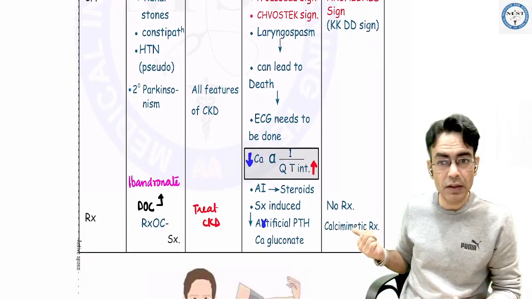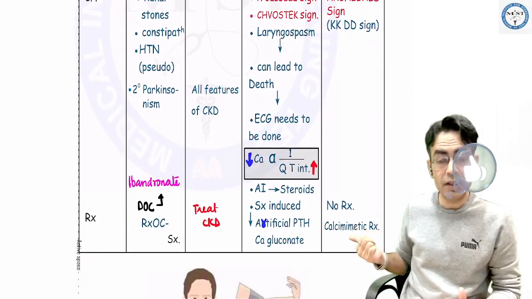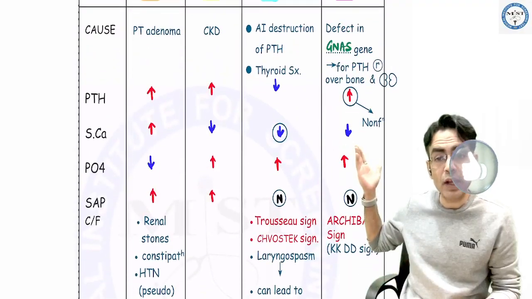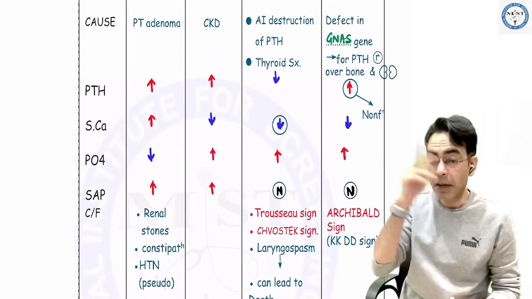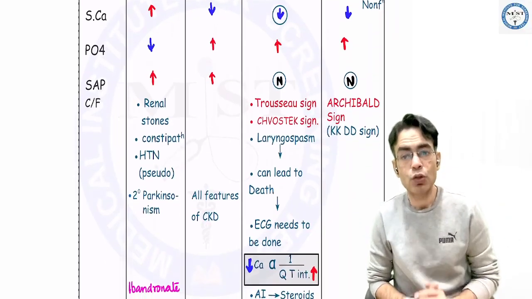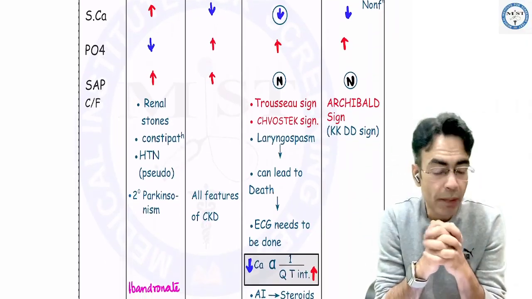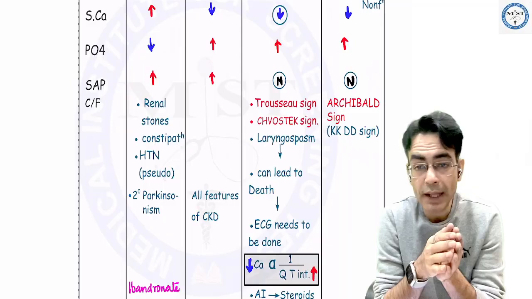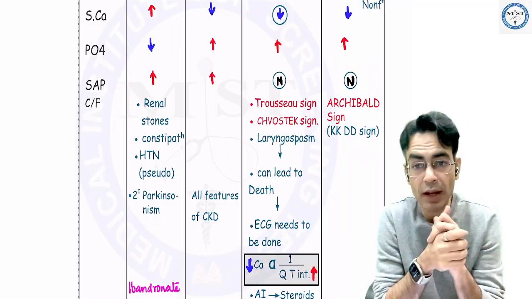Calcium mimetic drugs. You can give calcium mimetic drugs in these patients because हाइपोकैल्सीमिया वाला टेंशन है ना. बाकी इसका कोई ट्रीटमेंट नहीं है बिकॉज ये जेनेटिक डिजीज है, लेकिन आप इसको सपोर्टिव मैनेजमेंट करते हैं. ठीक, सो दिस इज योर hypoparathyroidism, pseudo hypoparathyroidism, primary hyper and secondary hyper.